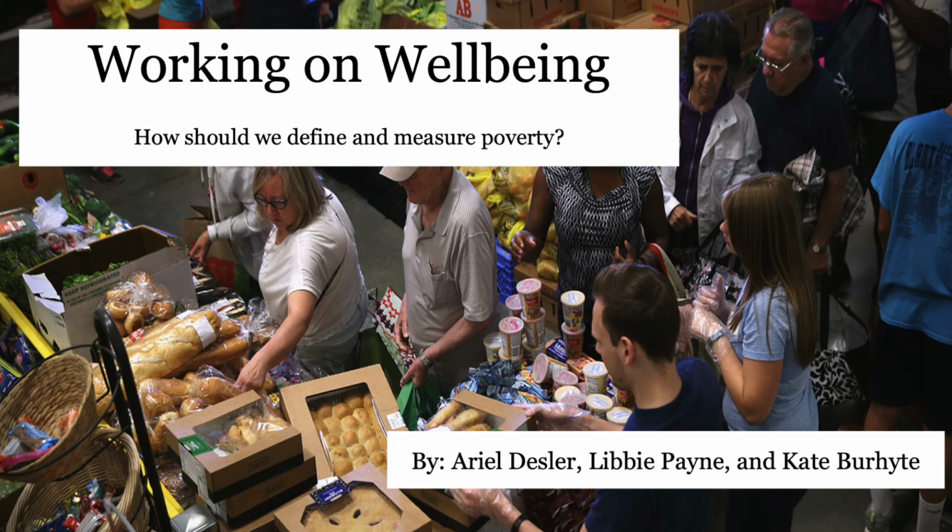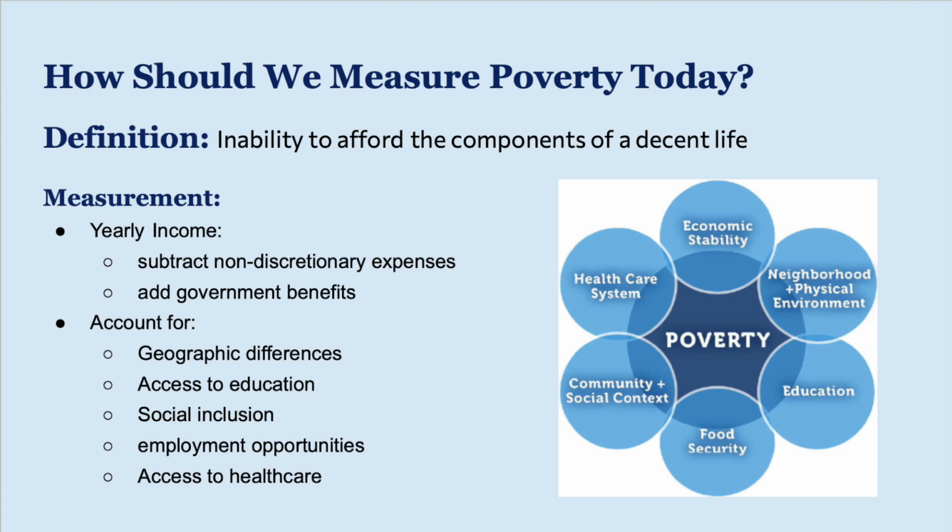Working on well-being. How should we define and measure poverty? Defining and measuring poverty in the United States and all over the world is a complex and multifaceted issue. You must account for measurable indicators of well-being, such as income and benefits received from the government, as well as necessary expenses like food, childcare, and medical care.